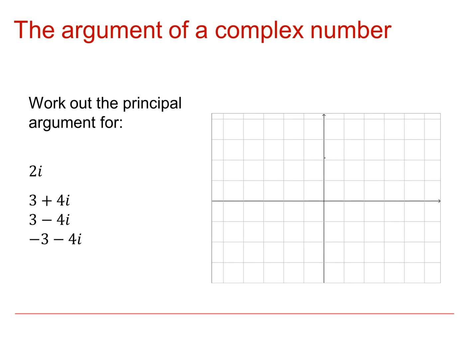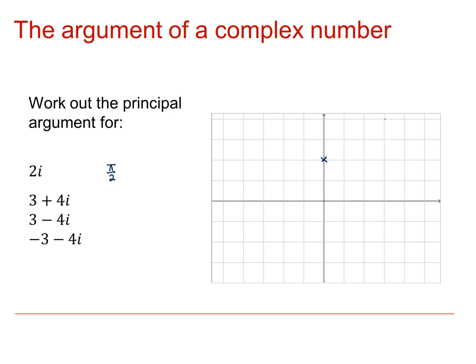OK, the number 2i is here, and you can see clearly that that is 90 degrees or pi over 2 radians round from the positive real axis. So the argument of 2i is pi over 2.